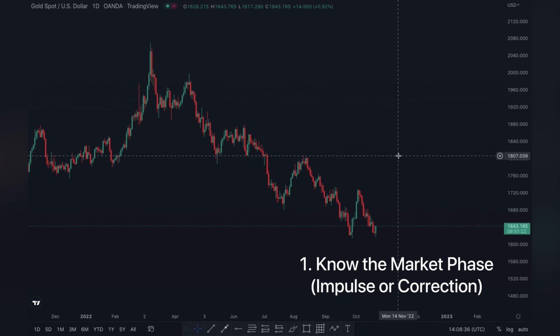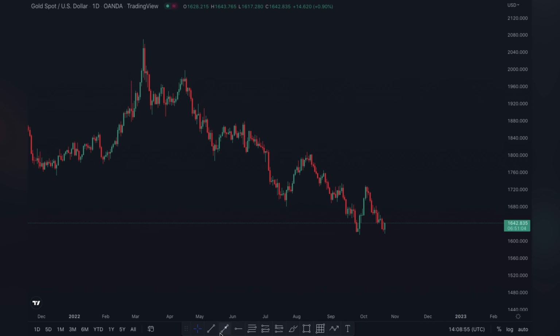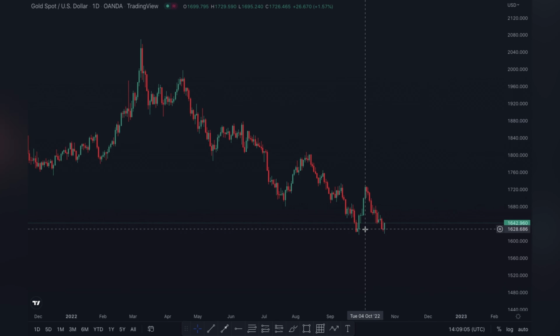Now, the first rule I'm going to talk about here is knowing the phase of the market. When we talk about the phase, we talk about, is the market impulsing or is the market correcting? Those are the phases of the market. Is it in an impulsive phase or in a corrective phase? Is the market moving, creating highs and lows and highs and lows, or is it just a particular run up or run down? Those are the phases.